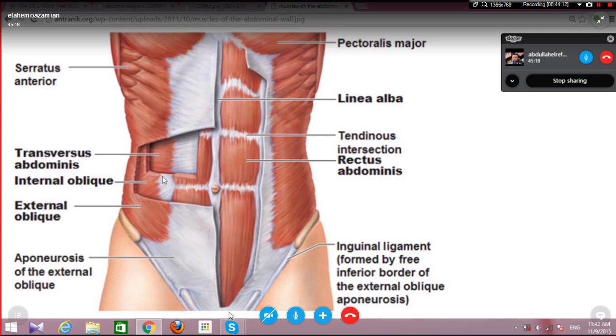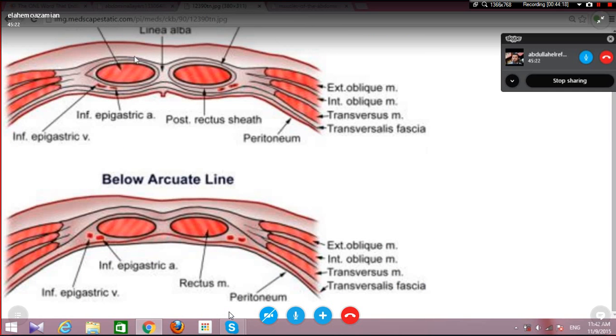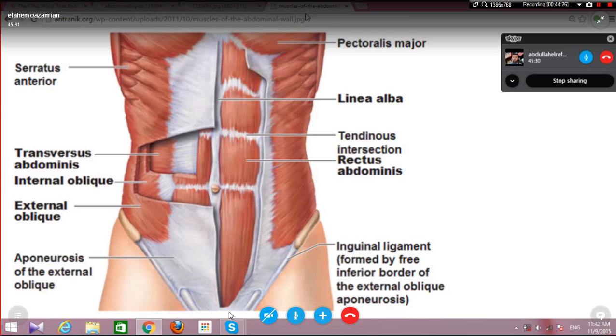Okay, what is in the rectus sheath? Which muscle do you see? Rectus abdominis. You see rectus abdominis, and if you go below, you see pyramidalis if it is present. What else do we have here? What do you think? This is the ligament. We have the ligament.